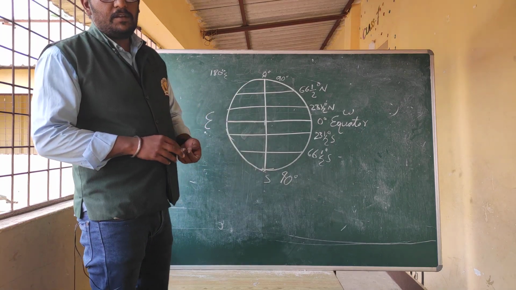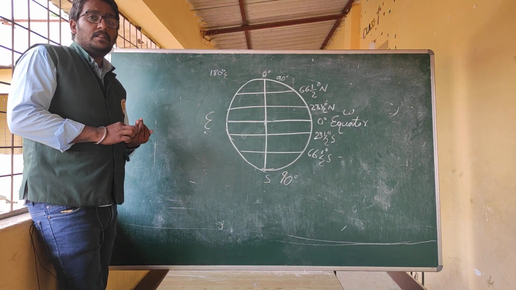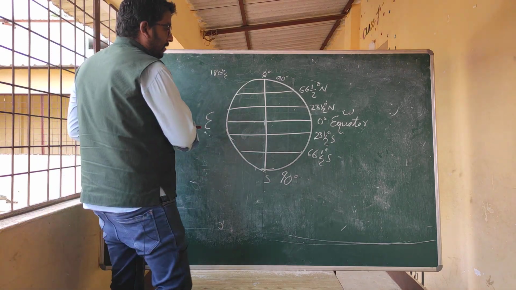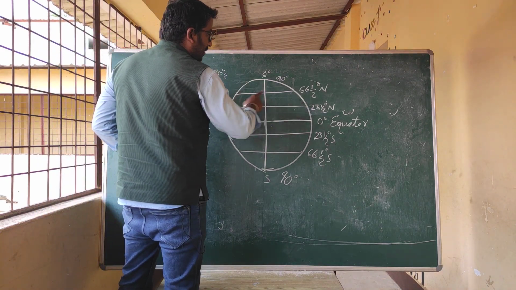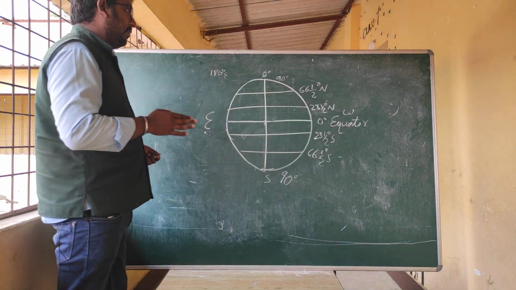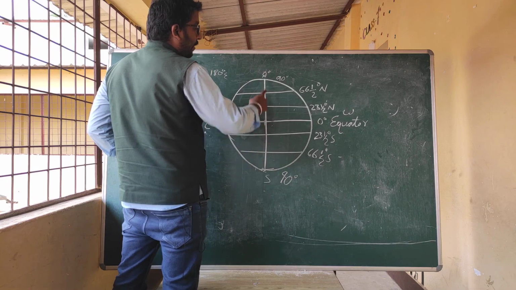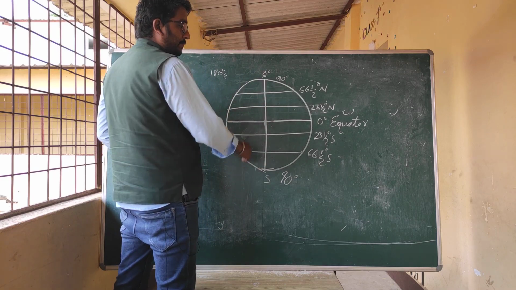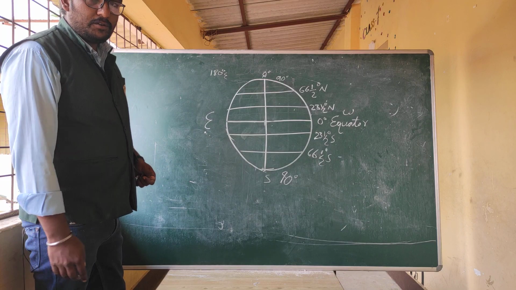So what we have learned today, we have learned that latitudes are the horizontal lines which run parallel to the equator, and longitudes are the vertical lines which run parallel to the prime meridian, cutting the equator. Okay, so that's all for today's video.